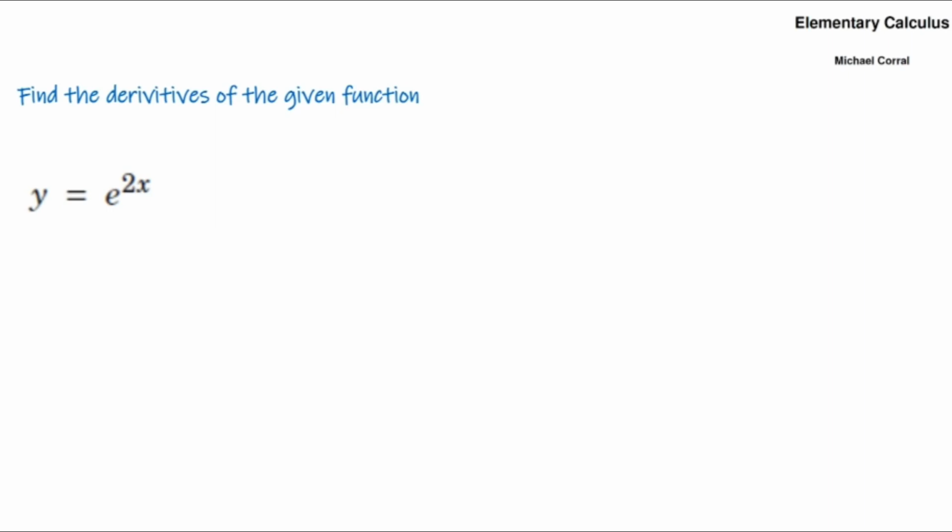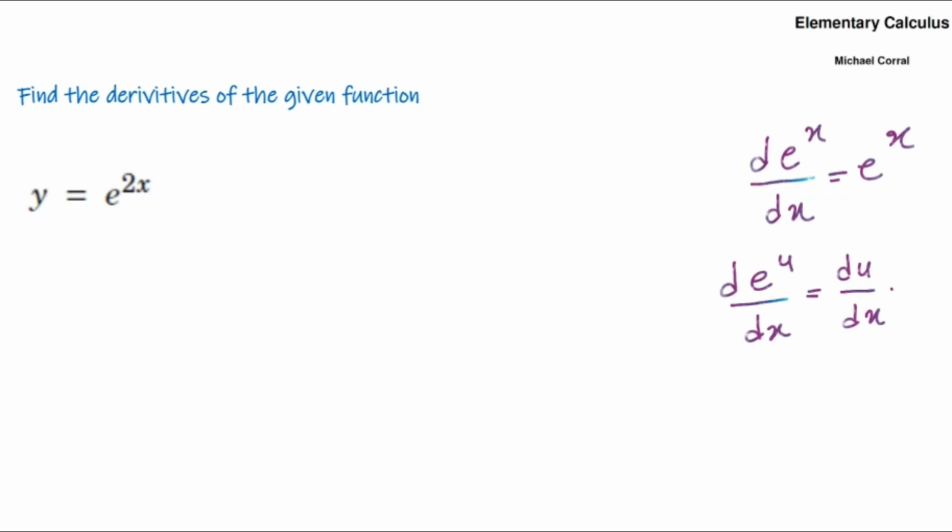The first function is y equals e to the power of 2x, and functions like this one are called exponential functions, and as you know, e is the Euler number. For finding the derivative of exponential functions, we should know that the derivative of e to the power of x with respect to x equals e to the power of x, and the derivative of e to the power of u with respect to x equals the derivative of u with respect to x times e to the power of u.